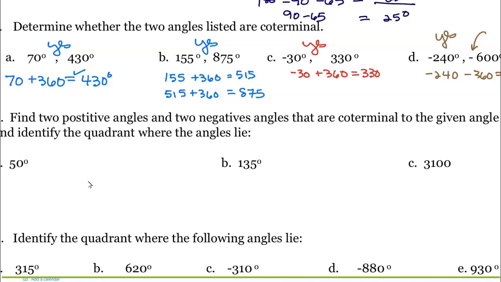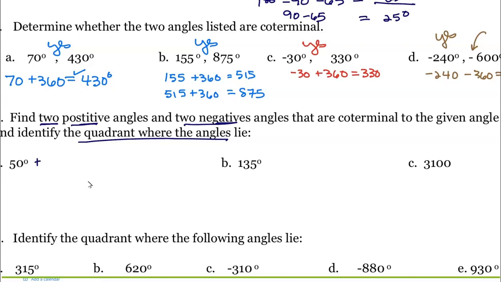Okay, so now let's read these directions carefully, because a lot of people miss credit on this because they don't answer the question. I need 2 positive and 2 negative. And then I also have to say in what quadrant the angles lie.